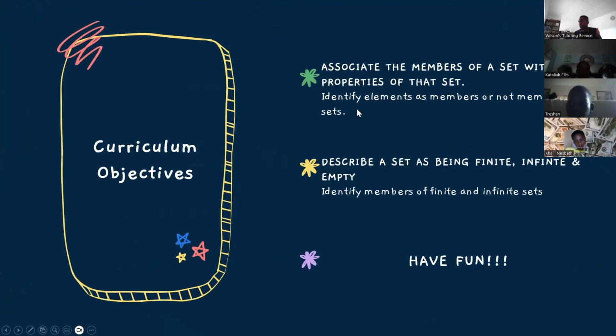By the end of this, we must be able to associate the members of a set with their properties. Let's identify the elements and members, and members that are not of the set. Describe a set as being finite, infinite, or empty.